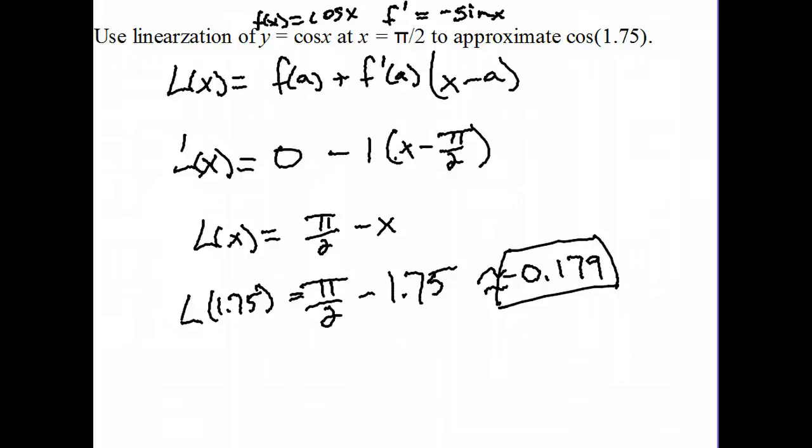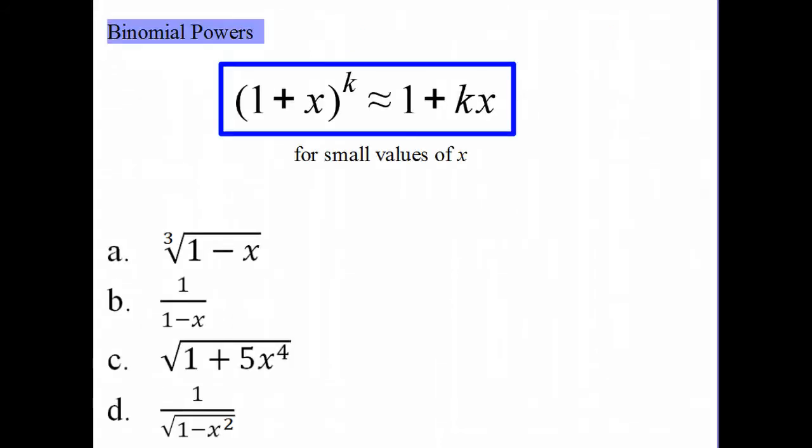Okay, let's look at some other approximations that we can use. So if we have a binomial raised to a power, and let's say we have the binomial 1 plus x, and it's raised to some power k. Well, for small values of x, this function is actually like the linear function 1 plus kx. So this helps us to simplify higher order polynomials without having to expand the binomials raised to a power, and we can say it acts like 1 plus kx. And this only works for small values of x.